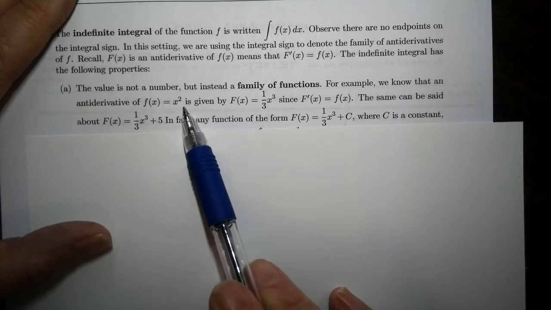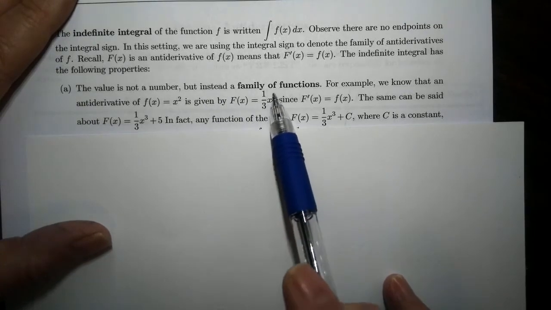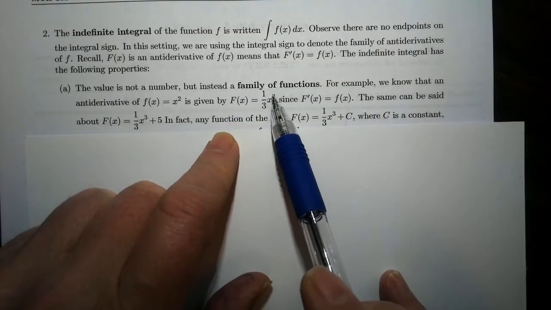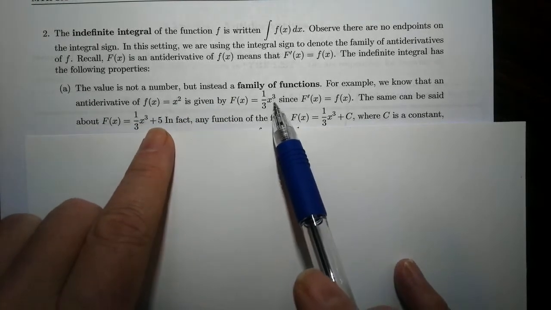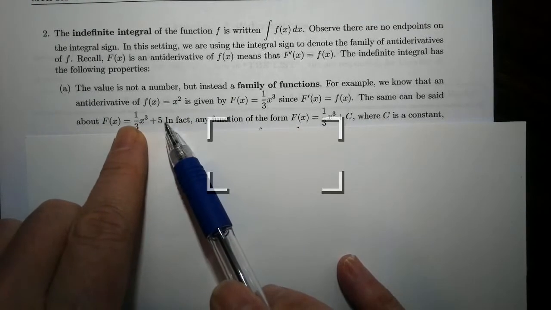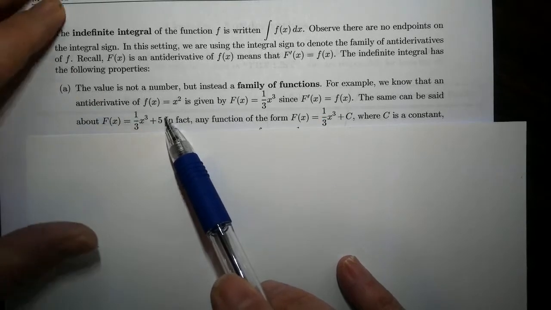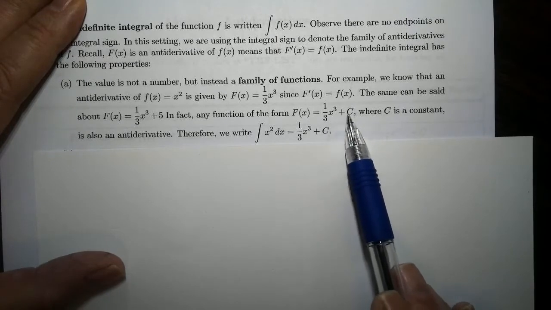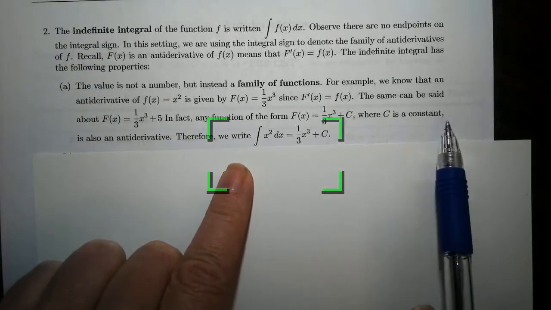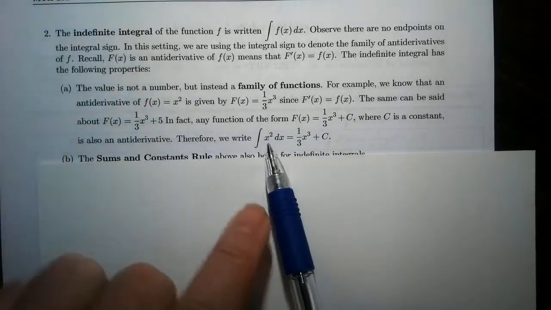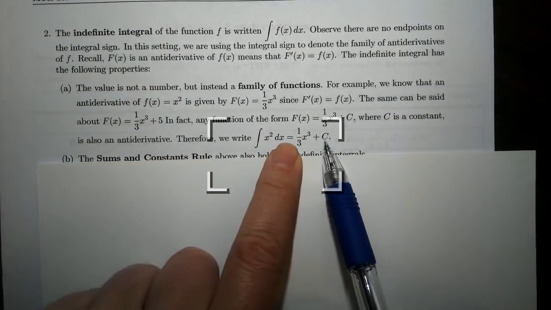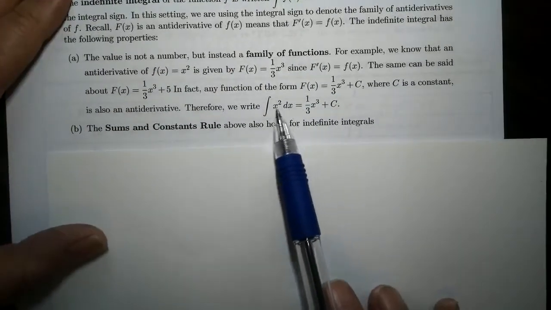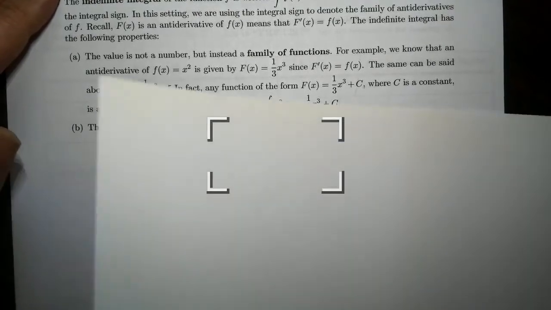For example, the antiderivative of x squared would be 1/3 x to the third, because if we take 1/3 x to the third and compute its derivative, we would get x squared. But of course, we could add a 2, a 5, or anything, and that would also be an antiderivative. So we generally write the general antiderivative as 1/3 x to the third plus c, where c is a constant. So the indefinite integral of x squared would be the family of antiderivatives of x squared. The sum and constants rule still holds for indefinite integrals.